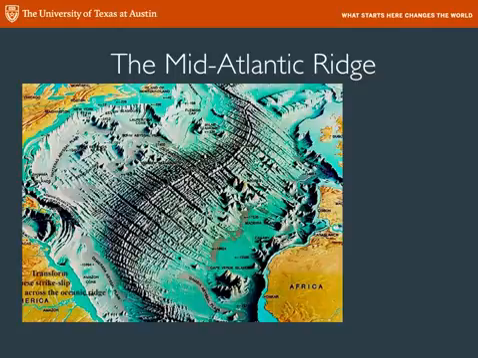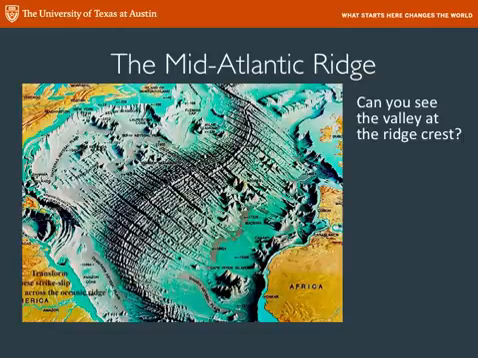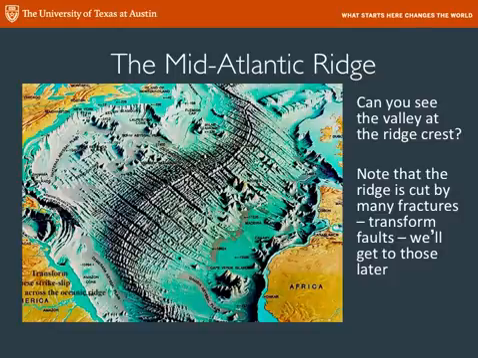I want you to pay attention to a couple of things. First of all, can you see a valley at the crest of the ridge? We're going to look at a picture of that in just a minute, but that's one thing that happens as the crust separates there. It rises to a high ridge, but there's a valley at the middle of the ridge. And also note that the ridge is cut by many fractures. These are transform faults, and they're parallel to the spreading direction, perpendicular to the ridge crest, and they're very important, and we'll talk about them when we get to the transform fault lecture, but look how many there are in this picture.